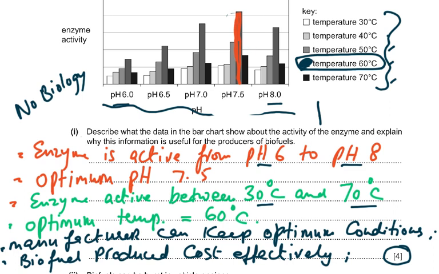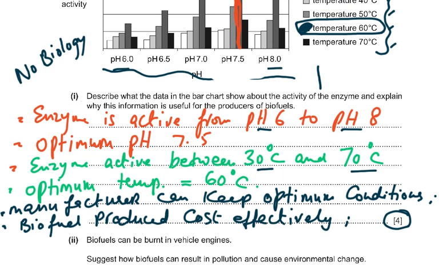So this is how you're going to be able to gauge this. How is it going to help the production of biofuels? Manufacturers can keep optimum conditions. They will then use the optimum temperature and the optimum pH, and the biofuel produced will be very cost effective. You see, this English is very important, cost effective, or you can say efficiently, or you can say maximum yield. Now, these wordings are very important, and you must remember these wordings so that you are able to write them very easily in the exam.